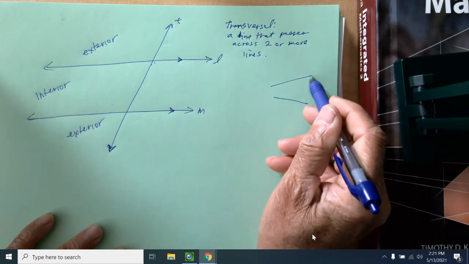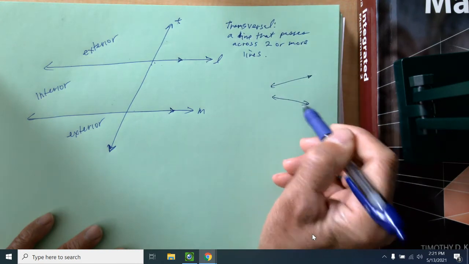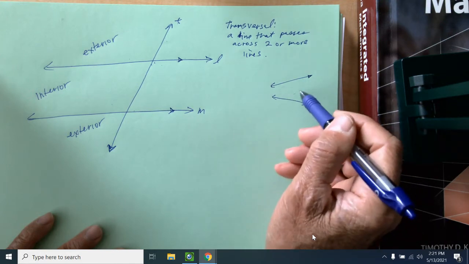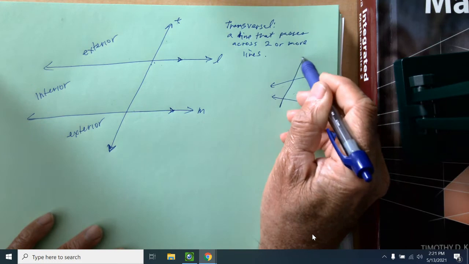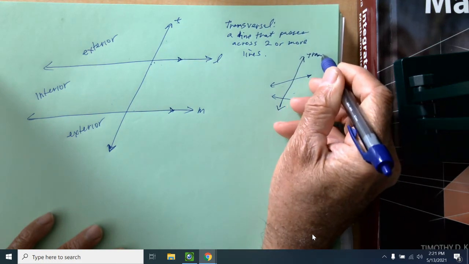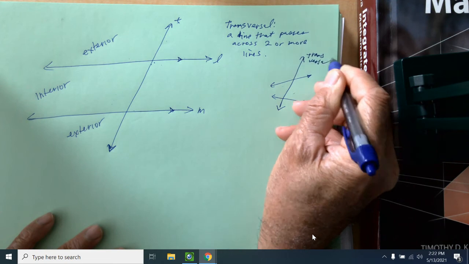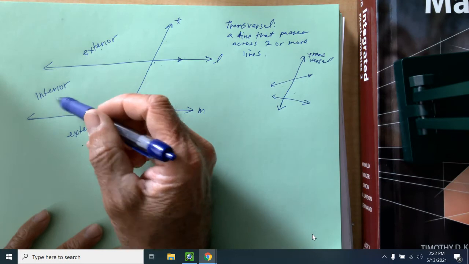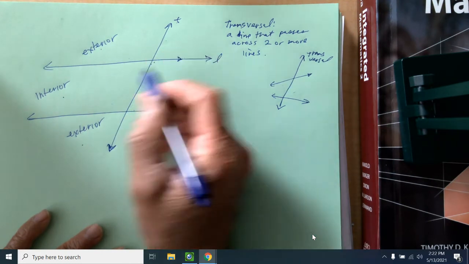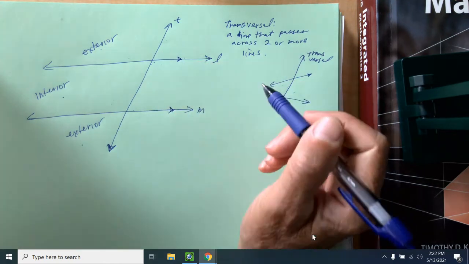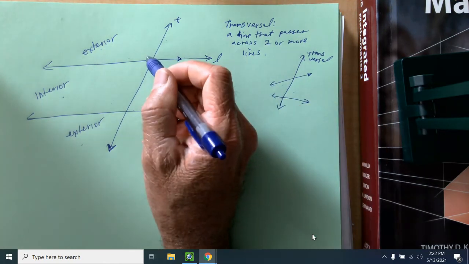So here's two lines that are moving along. This is still the interior, it's still in between. This would still be a transversal. Okay, so we have exterior on the outside, interior on the inside, and when you draw this transversal going across these lines, you get sets of angles that are created.